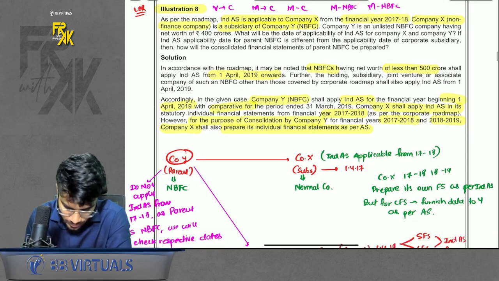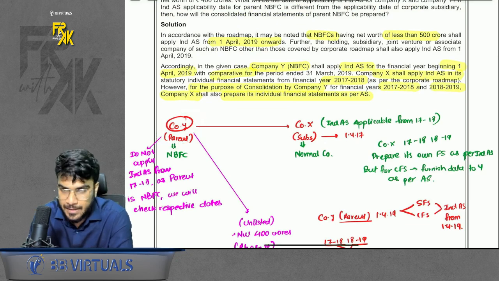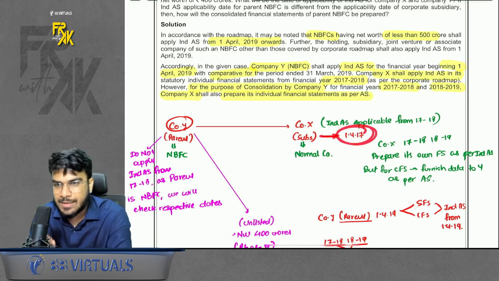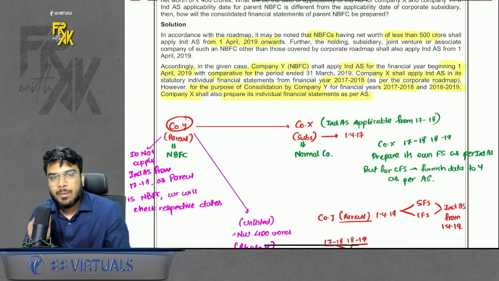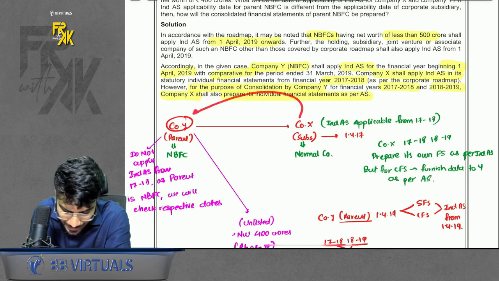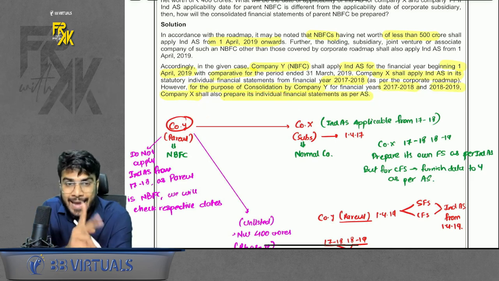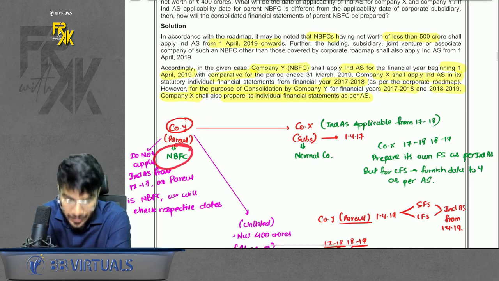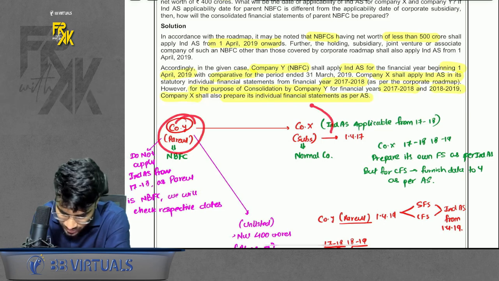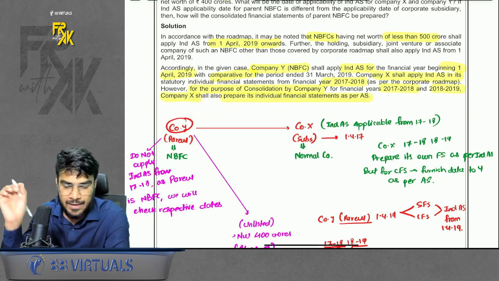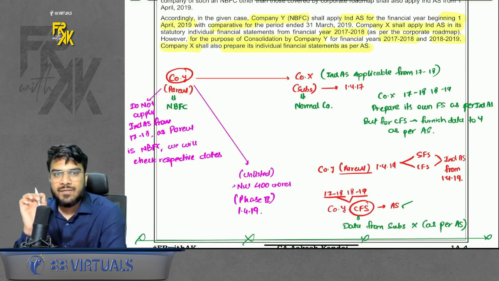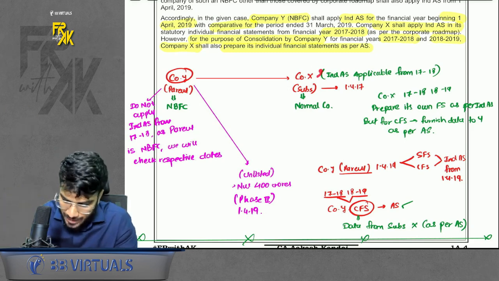It says that there is a company Y which is a parent company and company X which is a normal company. Ind AS became applicable to normal company from 1st April 17. So normally what happens is, if it becomes applicable to you, it will also become applicable to your parent. But if your parent is a bank, insurance, NBFC, then you will have to check the respective dates. You will not apply to parent company because of subsidiary if your parent is a NBFC, bank, insurance company. So in this case, the parent was a NBFC. So for parent, we will have to check their respective dates and not apply because of subsidiary.